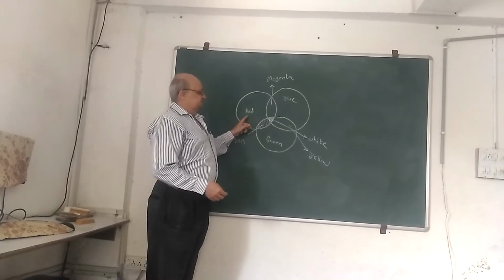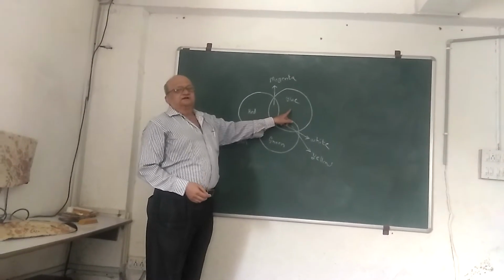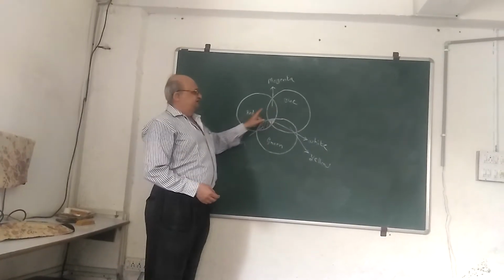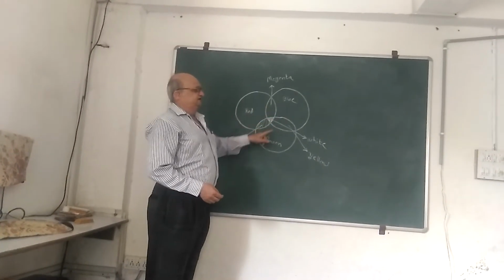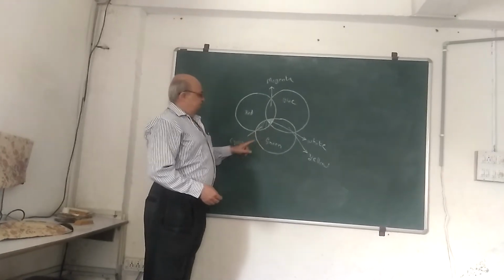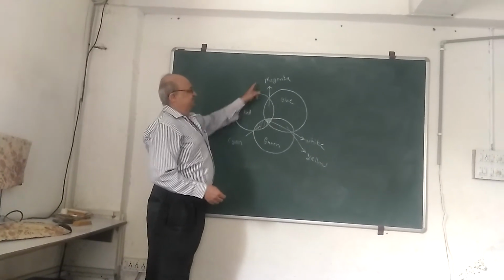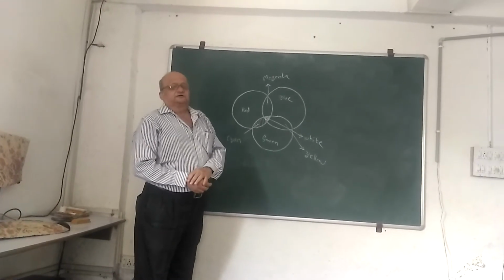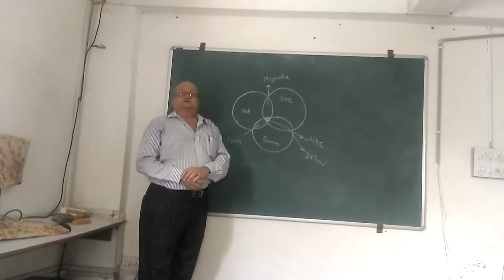Therefore, only these 3 colors are called primary colors. So primary colors are red, blue and green. All other colors, cyan, magenta, yellow, white, are called composite colors.